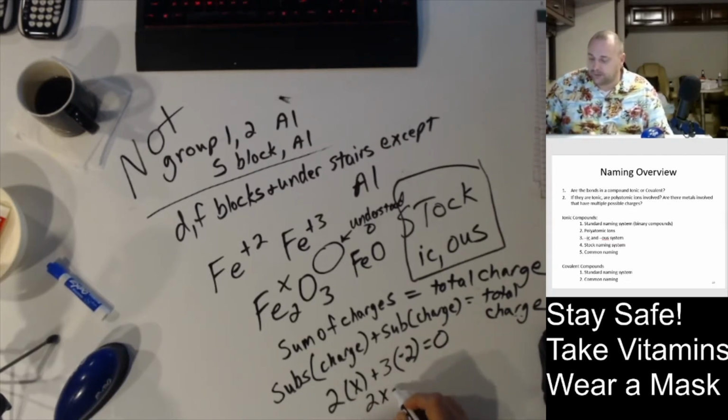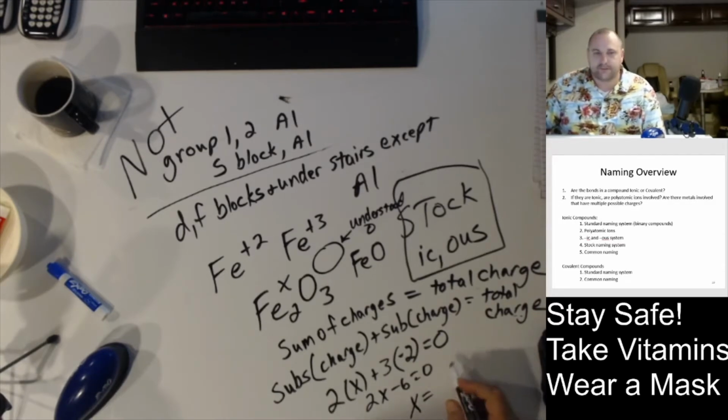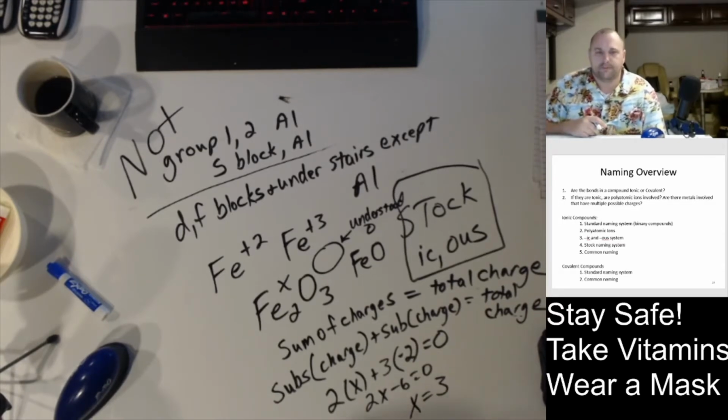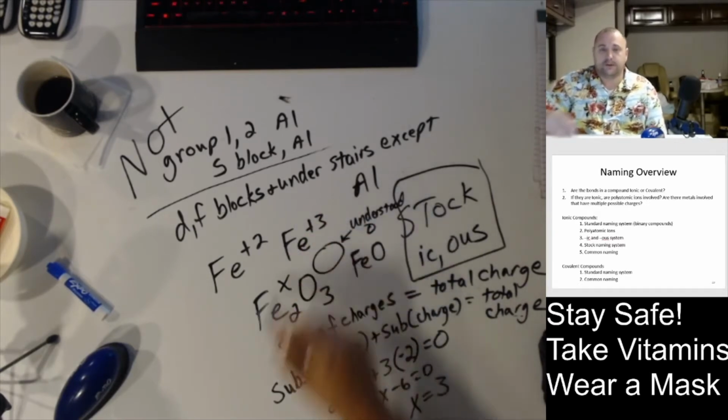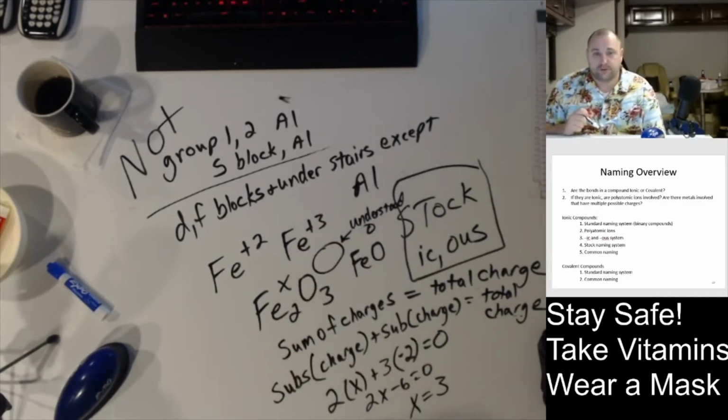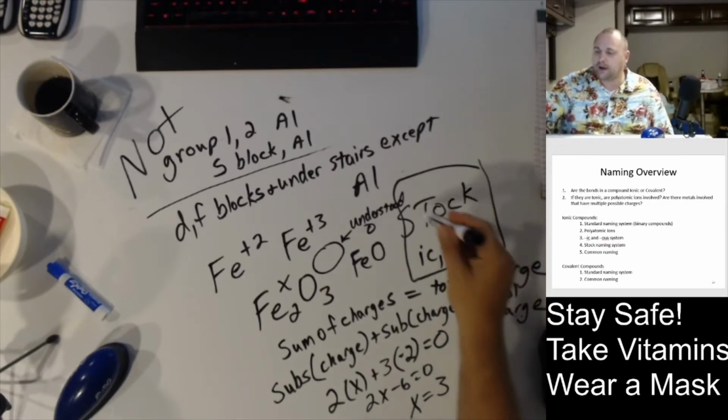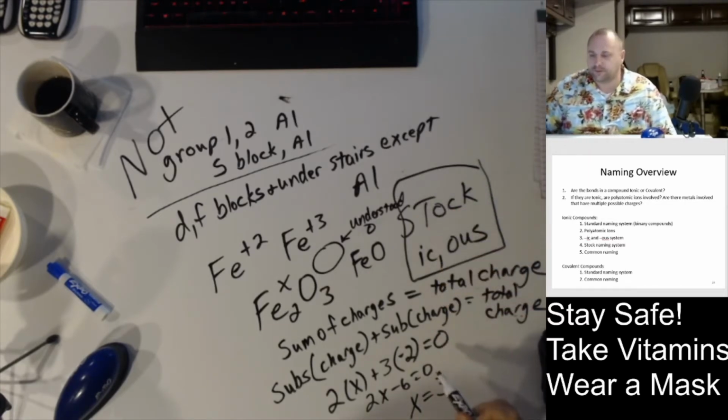So 2x minus 6 equals 0. Algebra out of room. Oh, no. I guess I better stick to teaching chemistry. So x comes out to be a +3. All right. So this one, I know that this iron is a +3. Now, how I use that depends on these two systems.